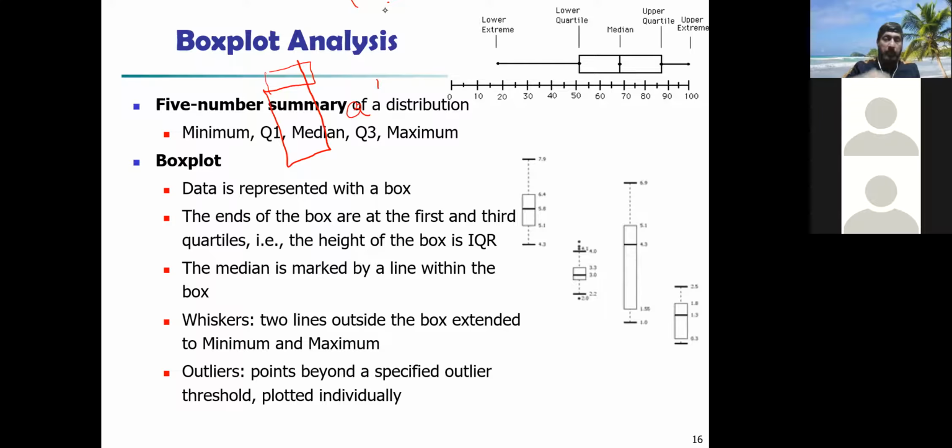Similarly, the min and max will also tell you something. If the max is very far away from Q3, it means there is an outlier, very far away from the Q3.